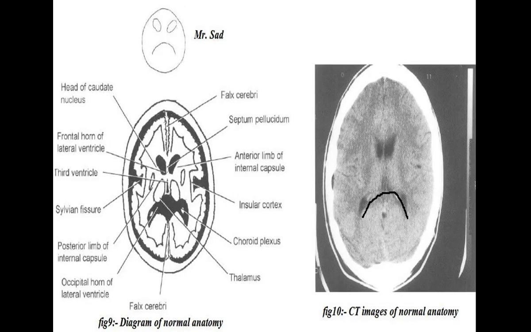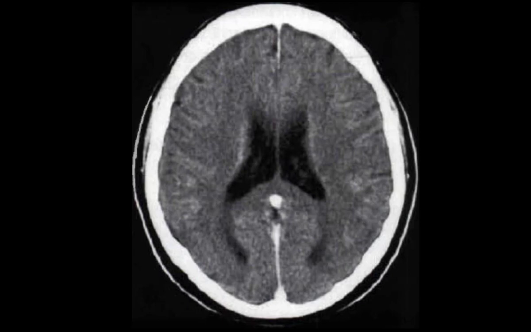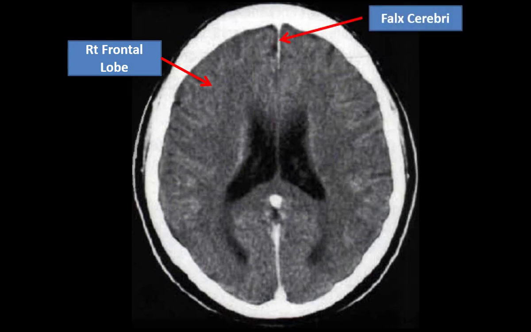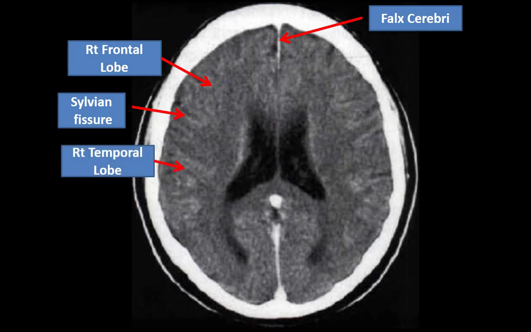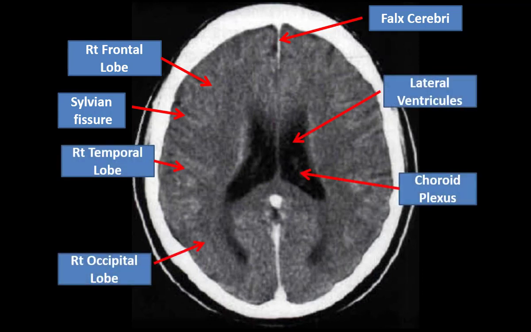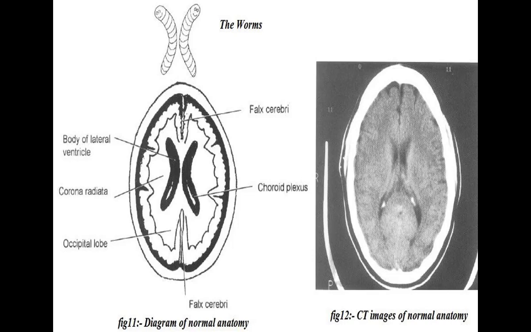As you go further down, you see Mr. Sad. There appears the occipital horn of the lateral ventricles. These are the anterior horns of the lateral ventricles, and the other structures remain the same. As you go further up, you start seeing a worm appearance. This is because of the body of the lateral ventricles and some part of the posterior horn of the lateral ventricles. So same falx cerebri, the right frontal lobe, you can see the Sylvian fissure here, the temporal lobes, choroid plexus, and the occipital lobes. So it appears like worms.